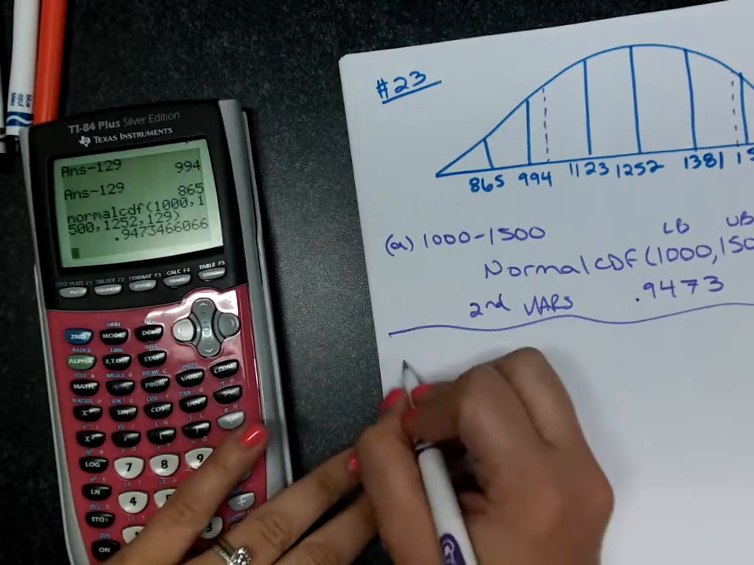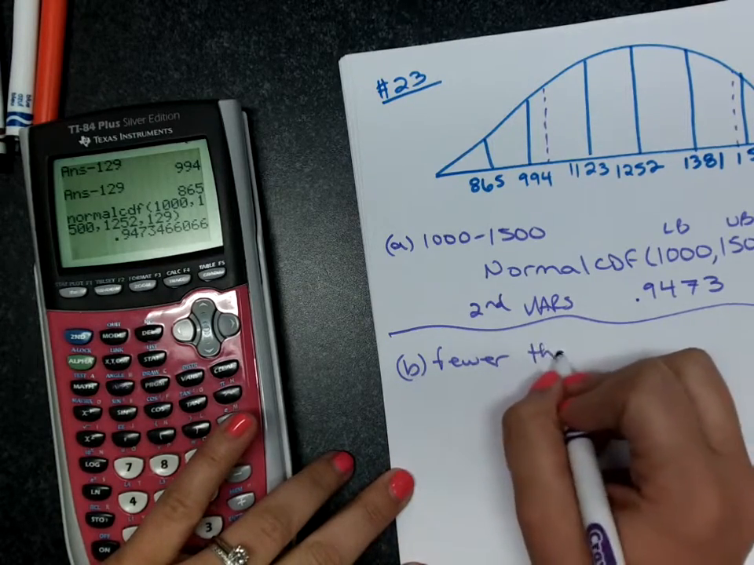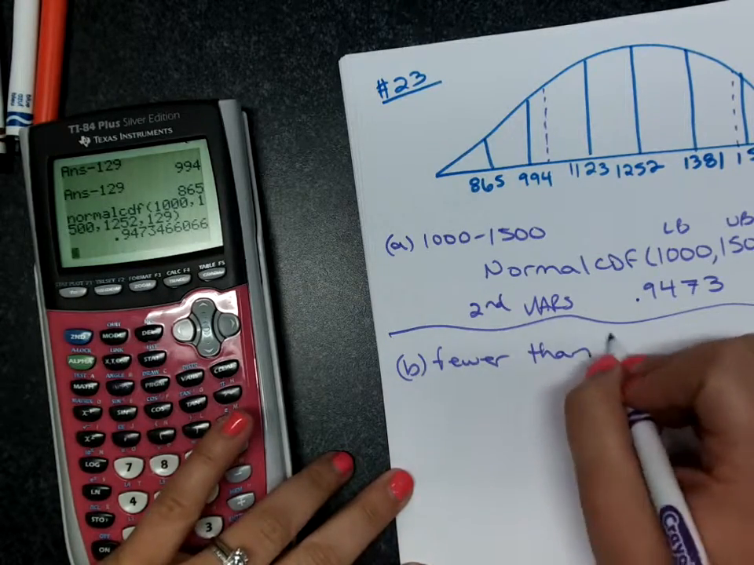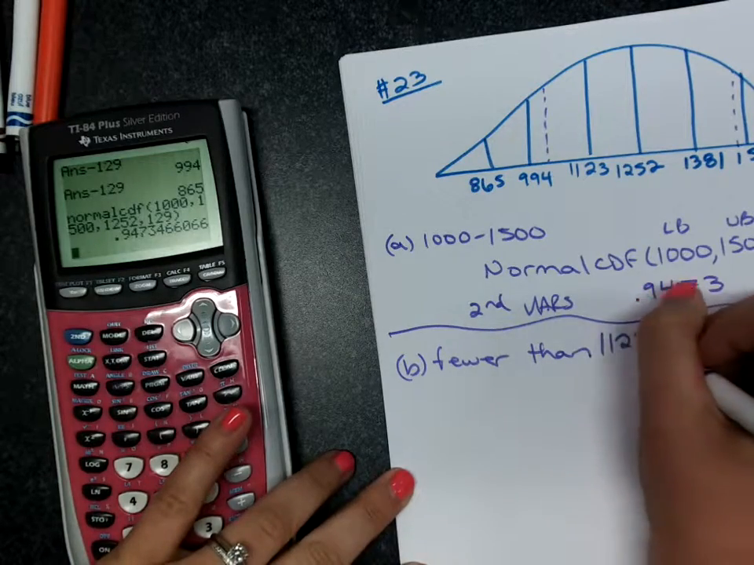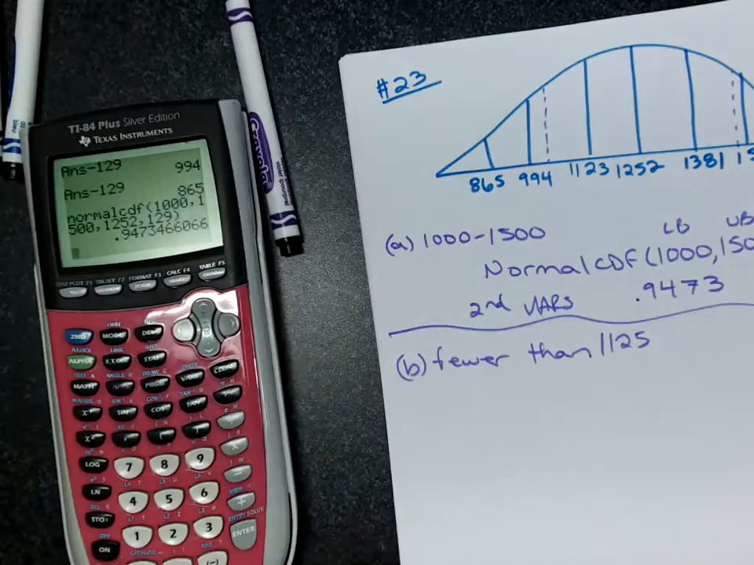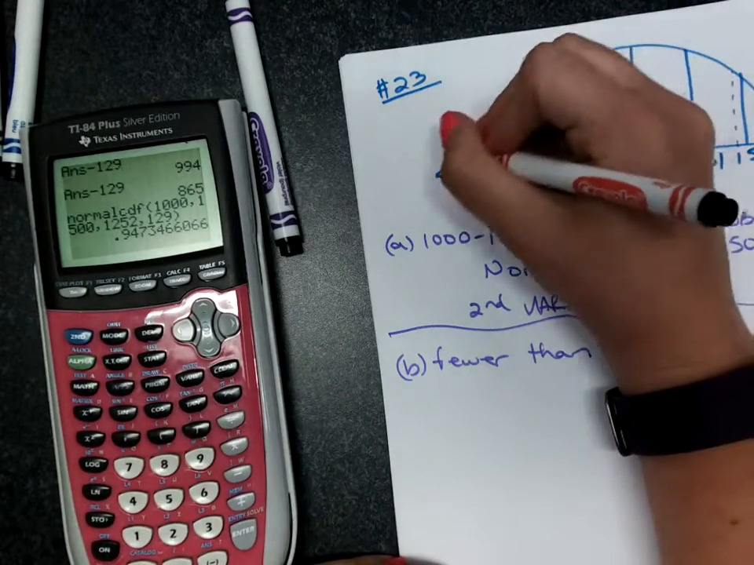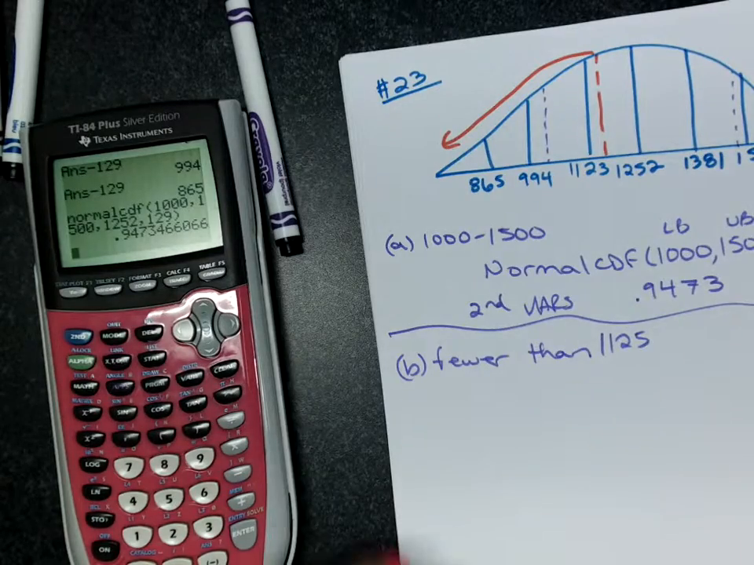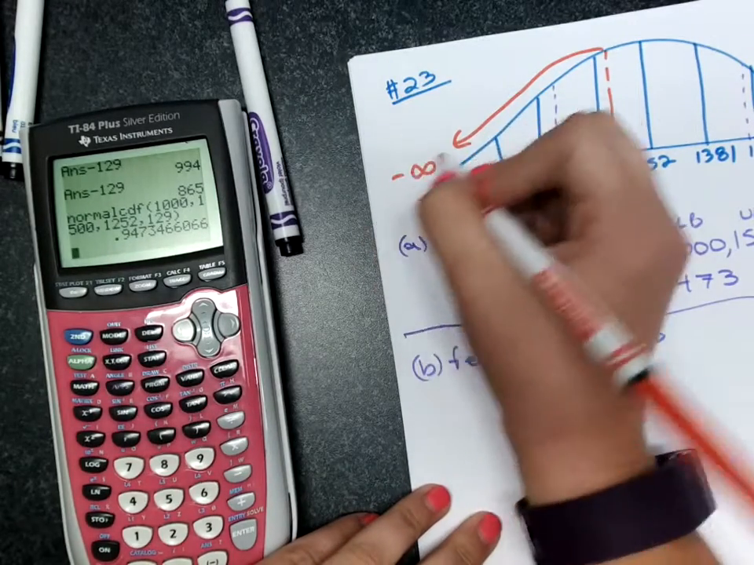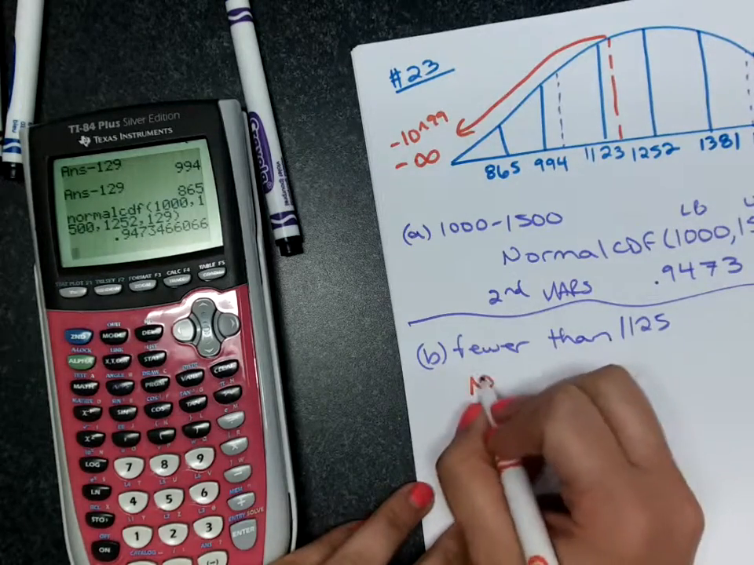Part B, what is the probability that a randomly selected bag contains fewer than 1125? Fewer than 1125. So 1125 is somewhere right here. Fewer would be anything less than that. So remember down at the bottom we have negative infinity, which in the calculator is negative 10 to the 99.